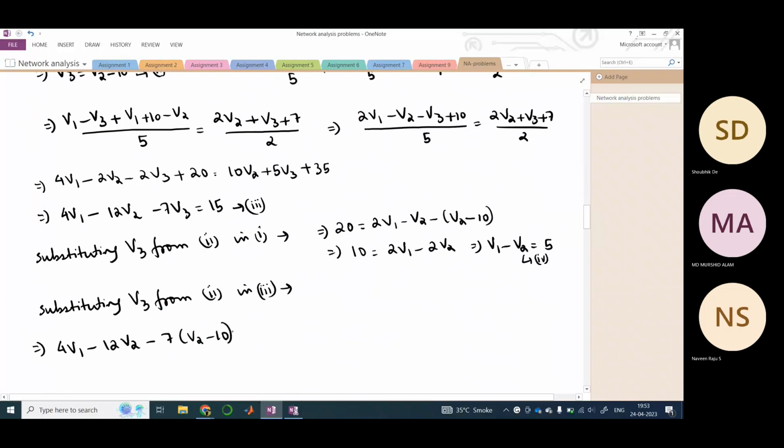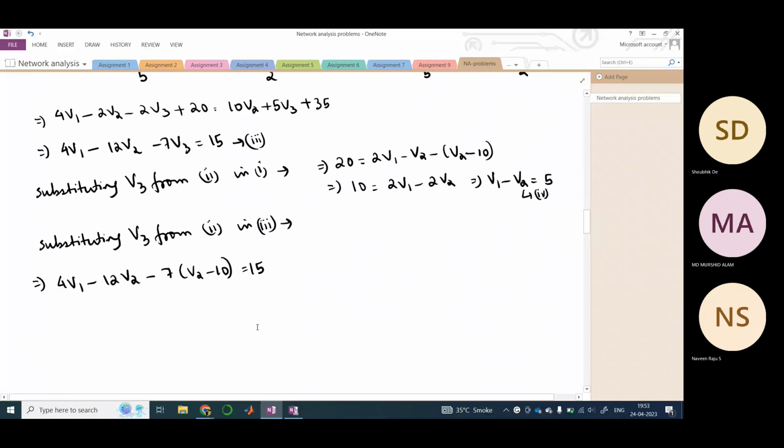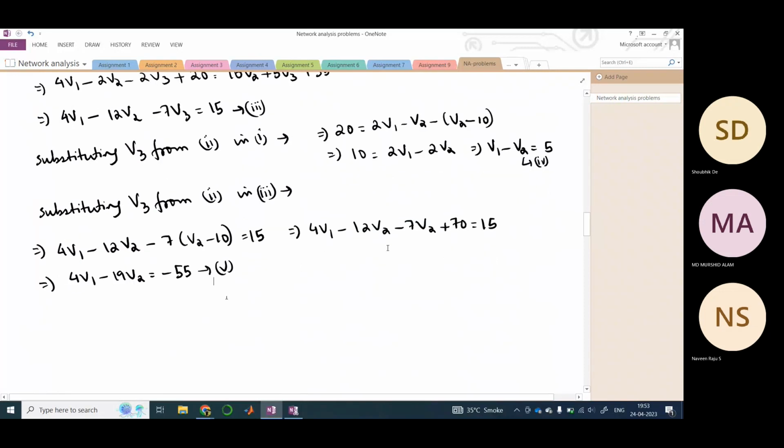So this would be v2 minus 10 is equal to 15, and again, let us just solve this. 4v1 minus 12v2 minus 7v2 plus 70 equals 15. If we simplify everything, this would become v2 equals minus 55, right? So now what? See here we have equation 4 and equation number 5.